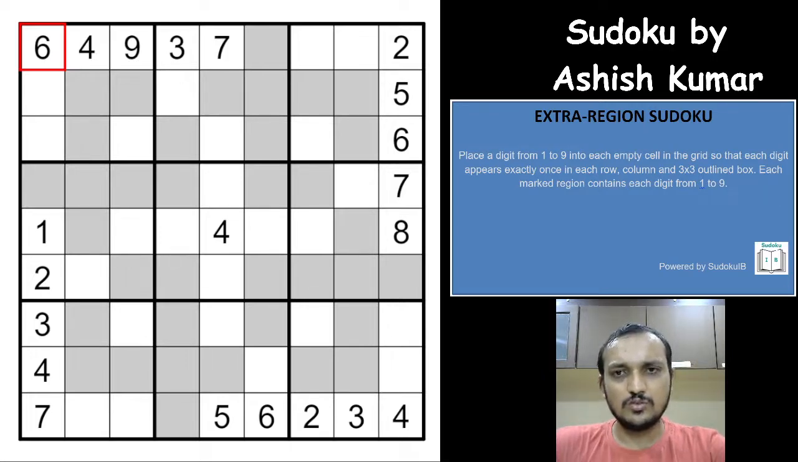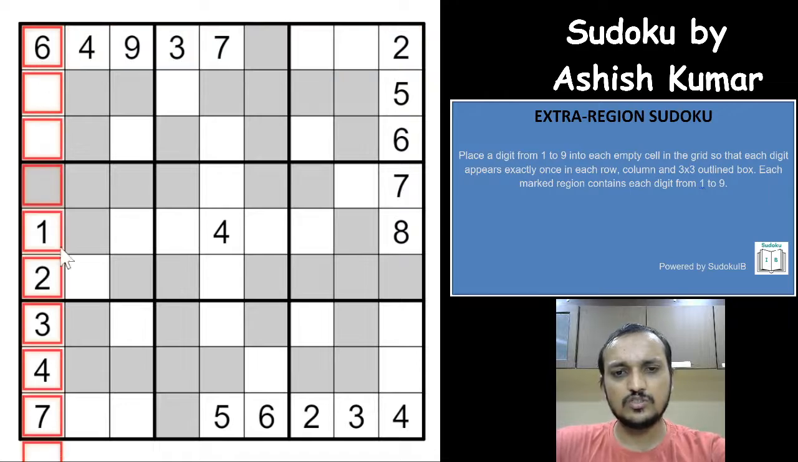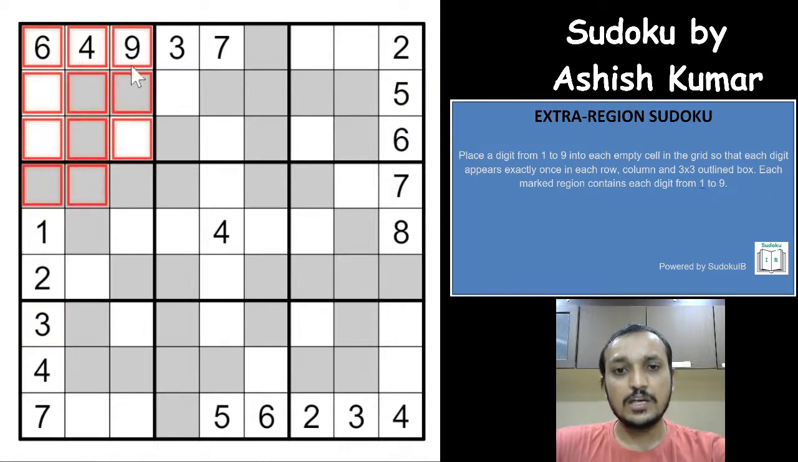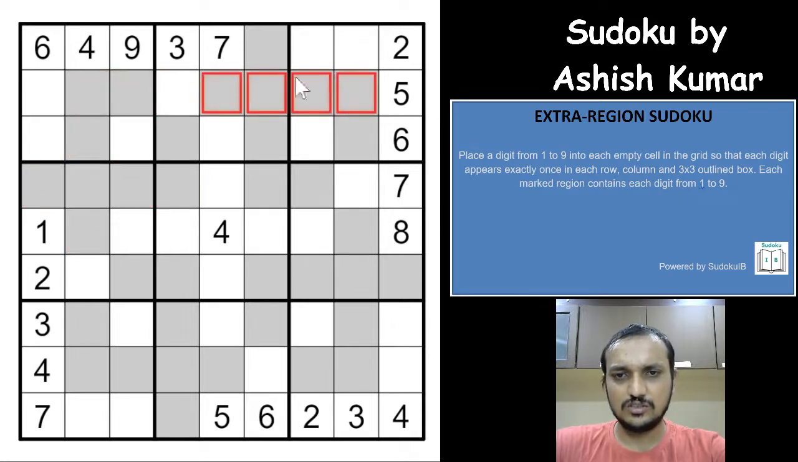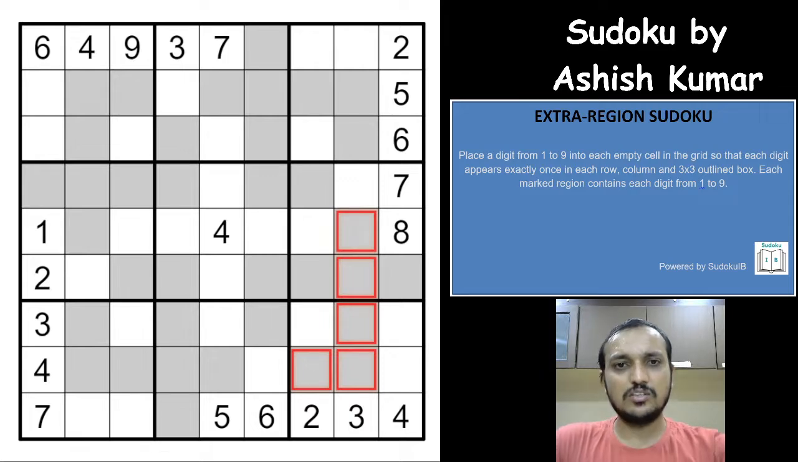And now coming on to this Sudoku, I'll brief you with the rules here. Classic Sudoku rules apply: 1 to 9 in each row, each column, and 3 by 3 box without repetition. Apart from that, there are 4 regions with 9 cells each. This is one region, this is second, this is third, and this is fourth. Each region also will have numbers from 1 to 9, so there will be no repetition in the regions as well. Very simple rules, so let's start solving this puzzle.